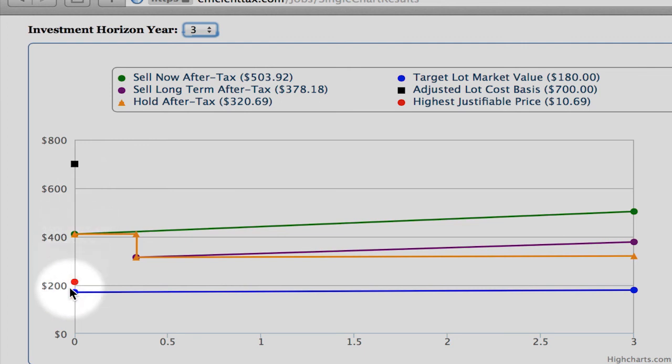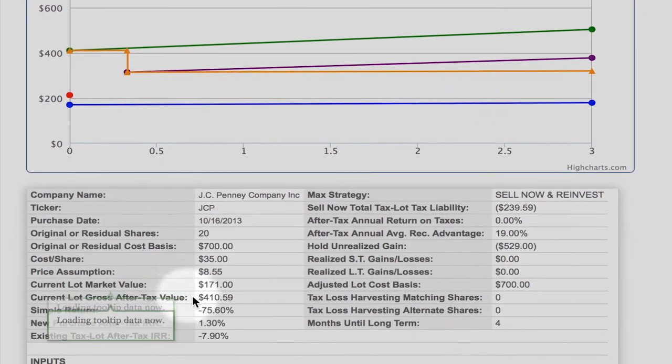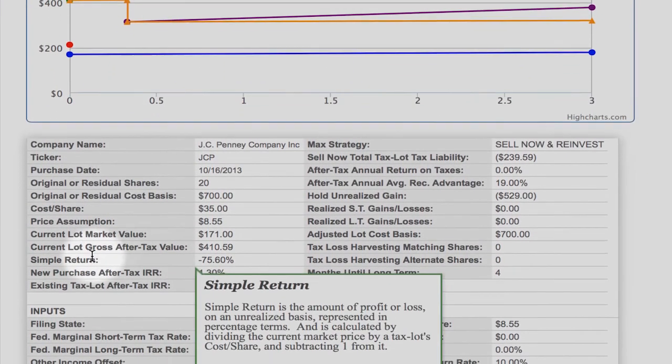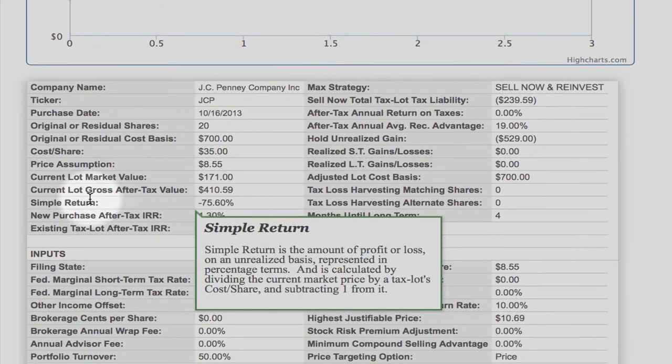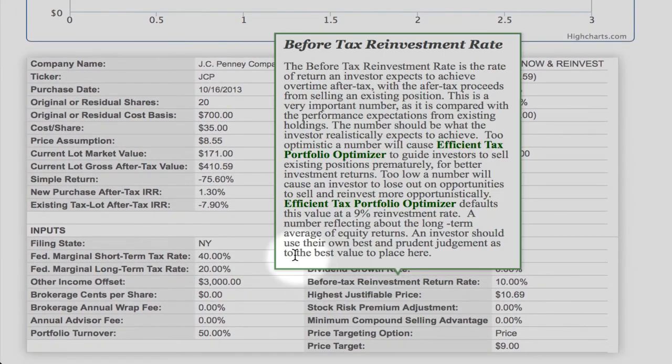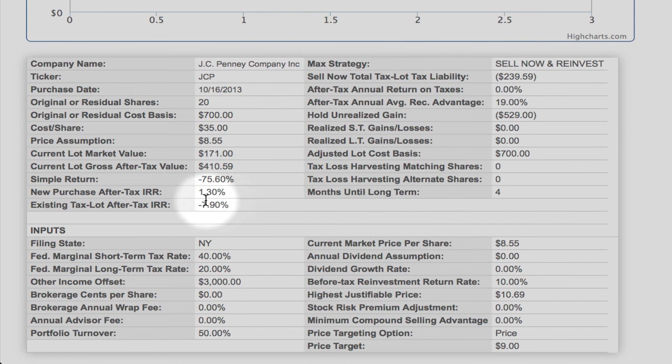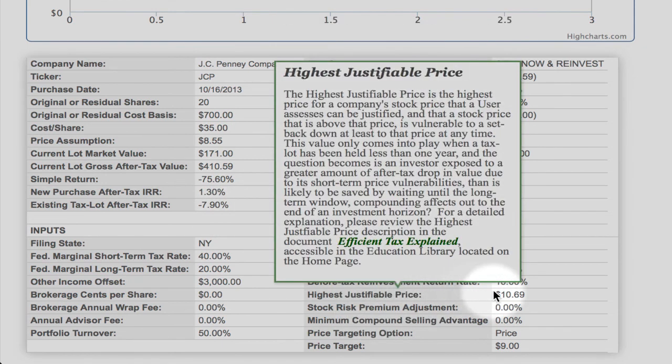Down below, we can see that there is a negative simple return. In terms of relative performance expectations, we can see that both the new purchase and existing tax lot after-tax return potential are subpar compared to the return potential of the reinvestment shown here.